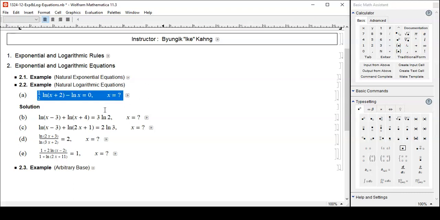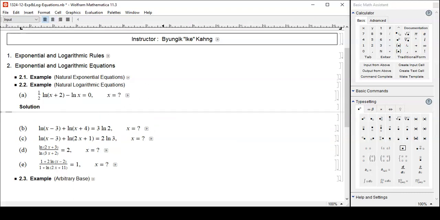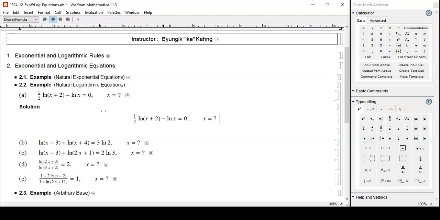Let's begin with copying and pasting. And let's put some space in between. It's hard to read. Okay, we are ready. There you go.